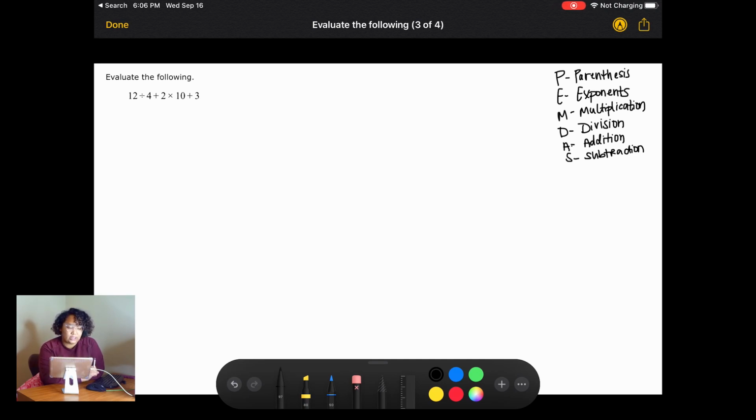So the question states, evaluate the following. 12 divided by 4 plus 2 times 10 plus 3. A lot of people will start this question and just go left to right, which isn't completely wrong. But there is a set of math rules called the order of operations. And this allows you to make sure that you are always answering the question correctly.